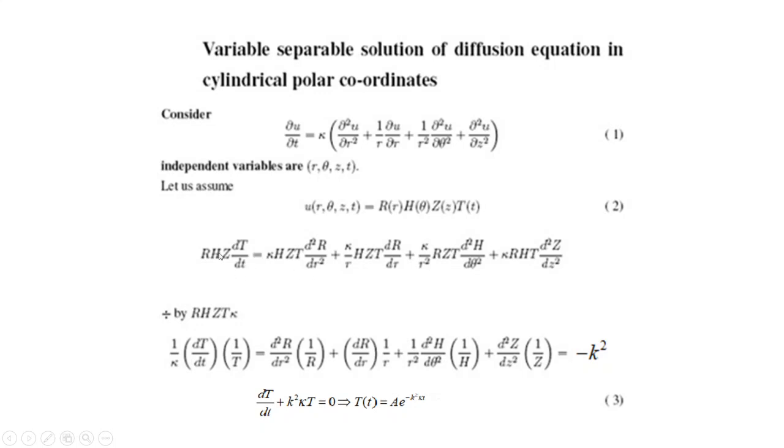Now you can see that the functions are mixed up. With a function of t, we have functions of r, theta, z. With a function of r, we have functions of theta, z and t, and so on. So divide throughout by R, H, Z, T and kappa. Once you divide, you get this equation. On the left hand side we have a function of t and on the right hand side we have a function of r, theta and z. A function of t can be equal to a function of r, theta and z, because all of them are independent variables, only when both of them are constants.